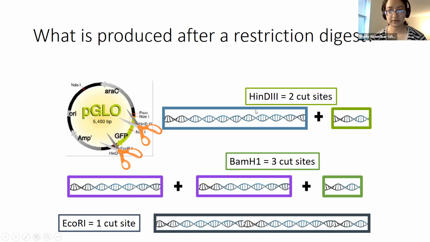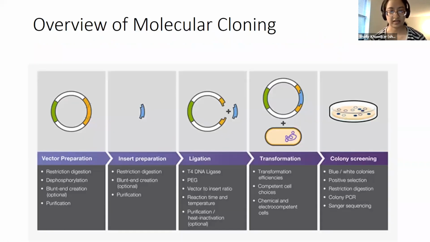For instance, if the linear piece of DNA had 2 cut sites, you would end up with 3 fragments, not 2. So just something to keep in mind when you are predicting what fragments you're going to get when you plan a restriction enzyme digest. So this brings me back to the overview for molecular cloning.